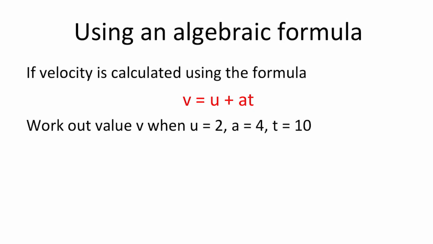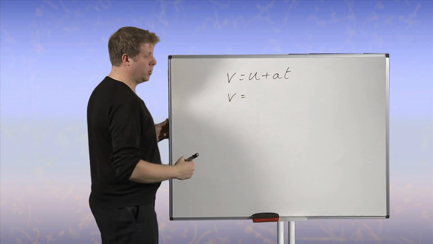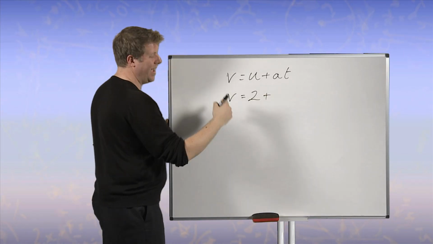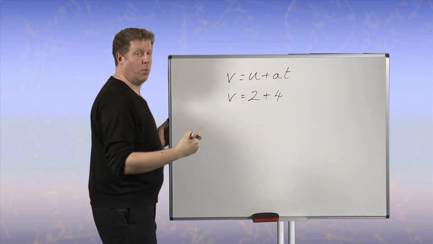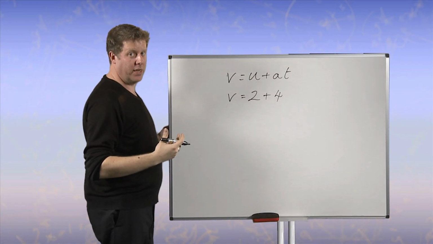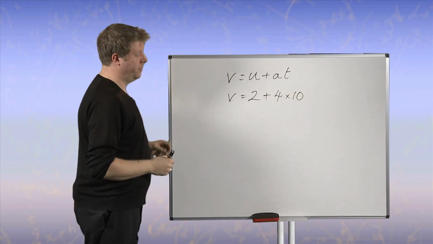They tell us that U equals 2, A equals 4, and T equals 10. So now I know what those three letters are worth. I can substitute them in to calculate, as the question wants, the value of V. So substituting in, V is therefore now going to be equal to, well, U is worth 2, plus A, remember, is 4, and remember when we see AT together with no symbol between them, it means they're being multiplied, so this will become 4 multiplied by 10.